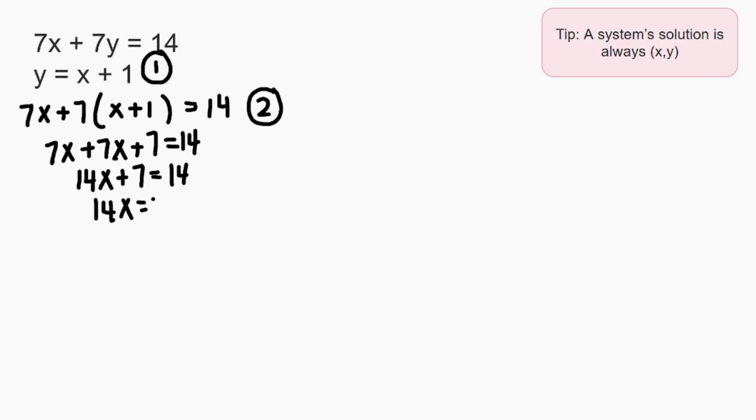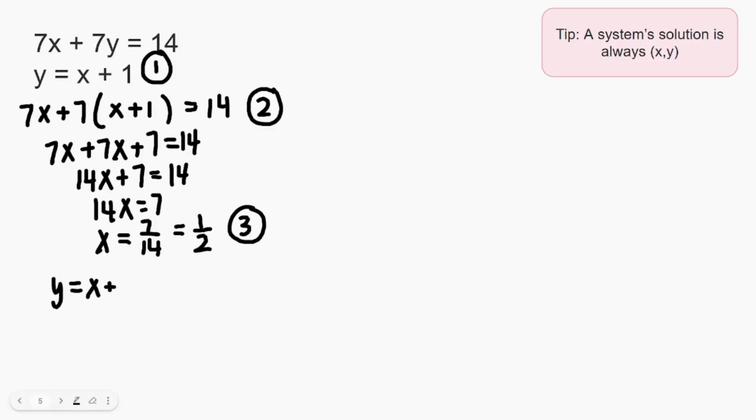14x is equal to 7. And x is equal to 7 divided by 14, which is 1/2. So with that, this is our third step complete, where we found one of the variables. Now our fourth step is going to be plugging this x equals 1/2 into one of these two equations to find the value for y. So we can just do this one because it seems simpler. y equals x plus 1. We're going to plug in x is 1/2, which gives us y is 3/2. And this is our fourth step.